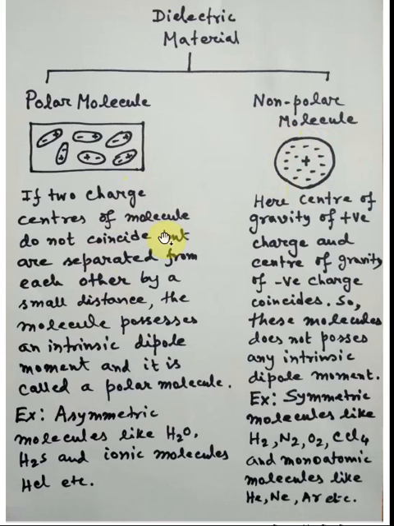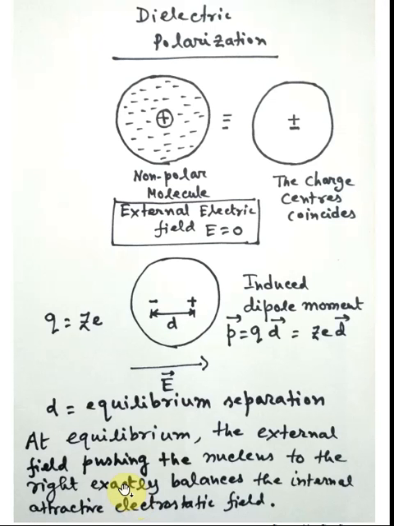But here, due to some chemical property of the molecule, the charge centers are separated. So here we get an intrinsic dipole moment, and it is called a polar molecule. For example, asymmetric molecules like H2O, H2S, and ionic molecules like HCl are all polar molecules. These are examples of polar molecules. Now let's concentrate first on non-polar molecules and what is dielectric polarization. So first we will discuss non-polar molecules.